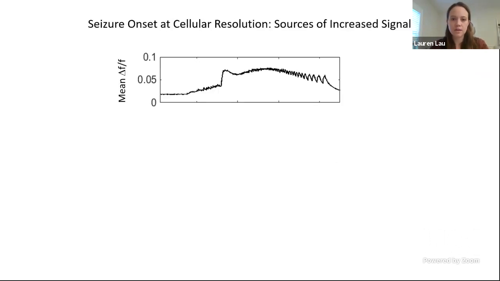So for the next section of this talk, I really want to focus on using our cellular resolution imaging to start to dissect what goes into the different activity changes during the phases of onset and ictal activity. The top plot here is showing the mean delta F over F calcium. And again, I'm really zeroing in on this onset phase.